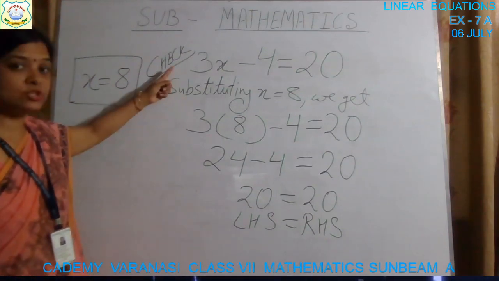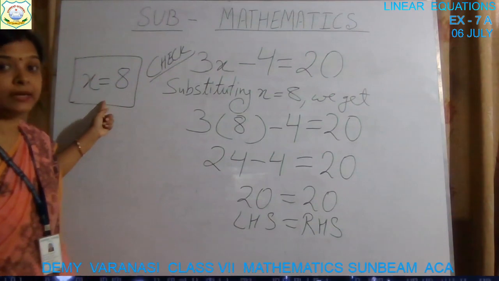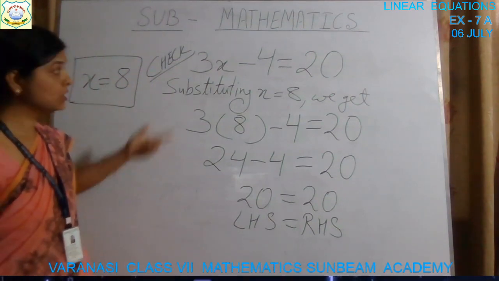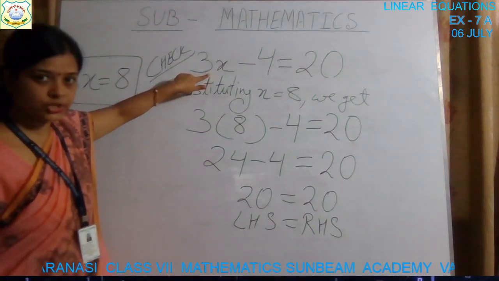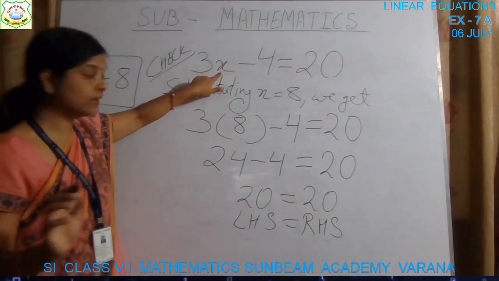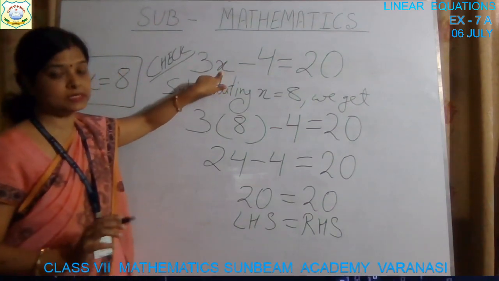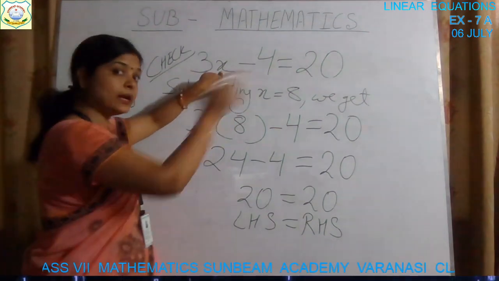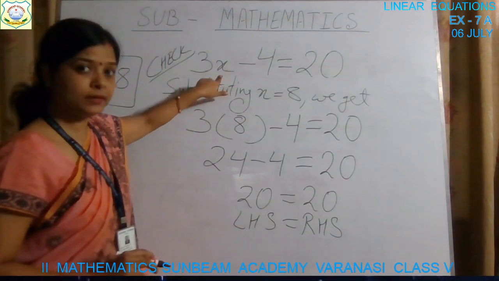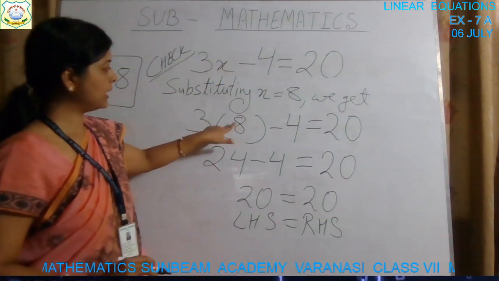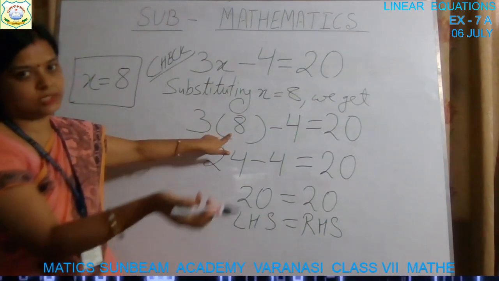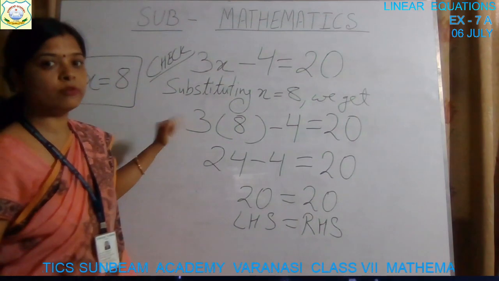So, if you have to check whether the value of the variable that you found is correct or not, what will you do? Just pick the question, and wherever the variable is there, like in this case, the variable is only at one place. Sometimes the variable is on both sides. So what? We will solve it, okay? So, put the value of the variable, that is x, as 8. Why 8? Because its value was 8. In another question, it may change. But for this question, the value of x is 8.